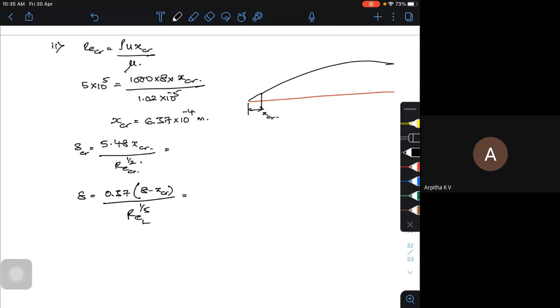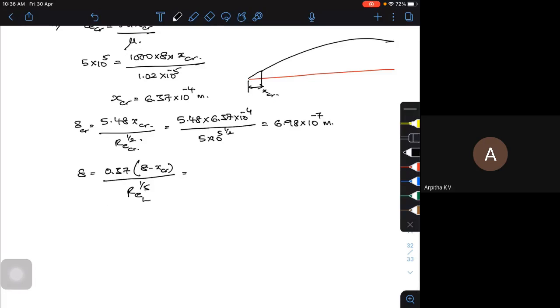Sir, delta critical is 6.98 into 10 power minus 8? Yes, it will be less only. 6.37 into 10 to the power of minus 4 divided by the square root of 5 into 10 to the power of 5. How much is delta? It's very, very thin, 6.98 into 10 to the power of minus 7. Okay, fine. It's very, very small, because the flowing fluid is water, so the boundary layer thickness at that critical point is very less.